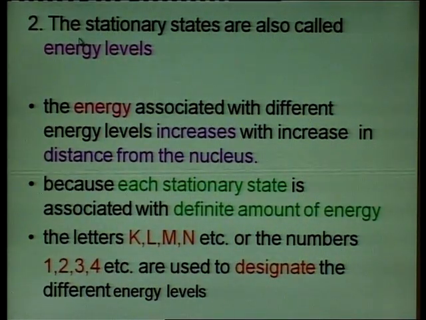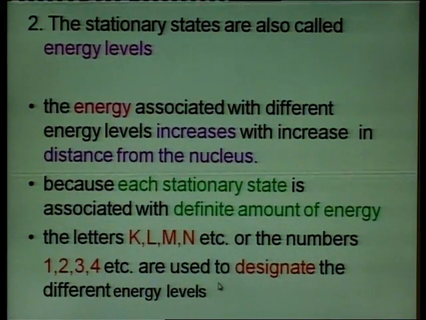Then the same thing, the stationary states are also called energy levels. The energy associated with different energy levels increases as the distance from the nucleus increases, and because each stationary orbit is associated with a definite amount of energy, the letters K, L, M, N or the numbers 1, 2, 3, 4 are used to designate the different energy levels.